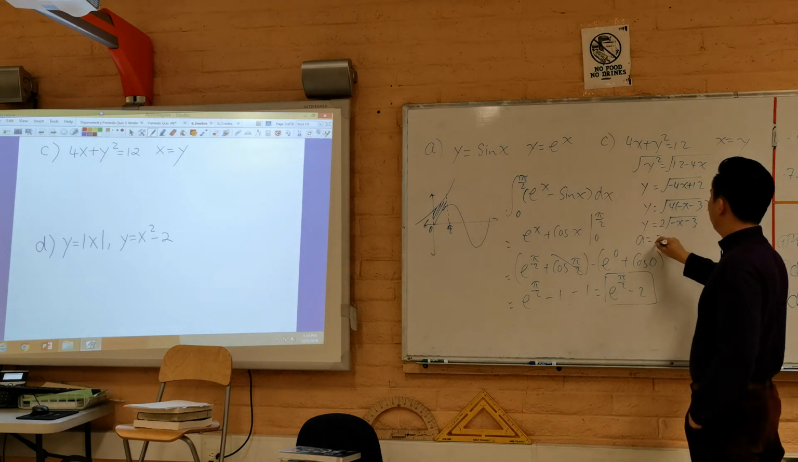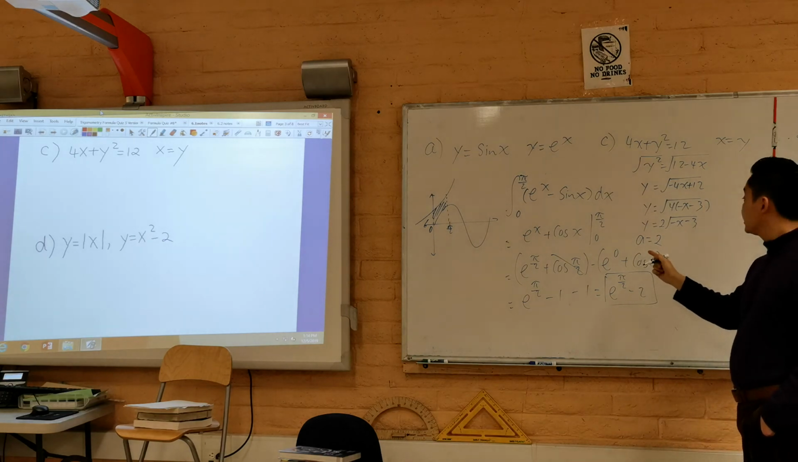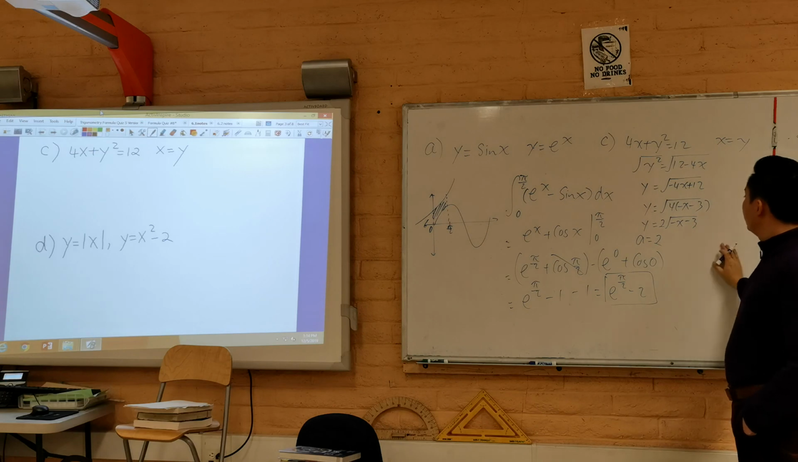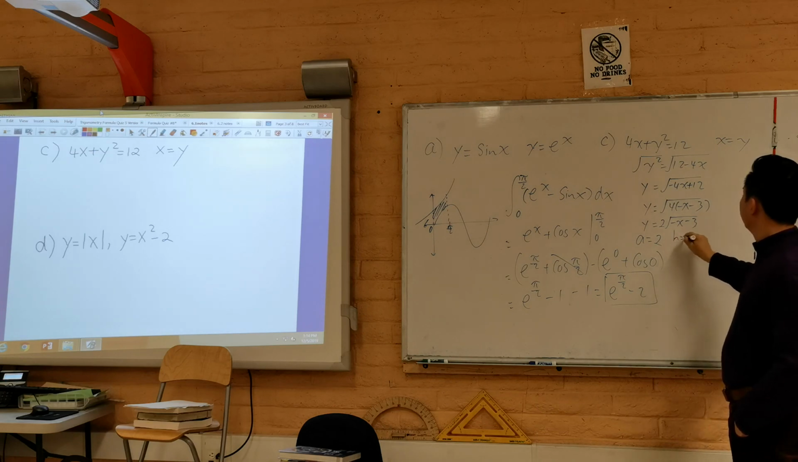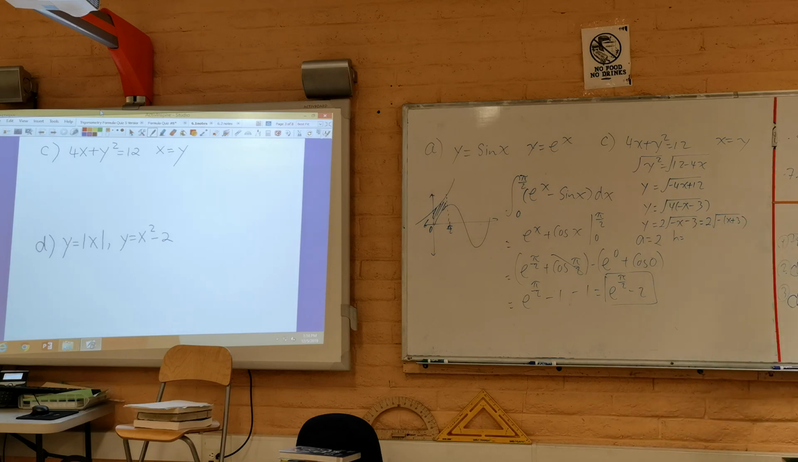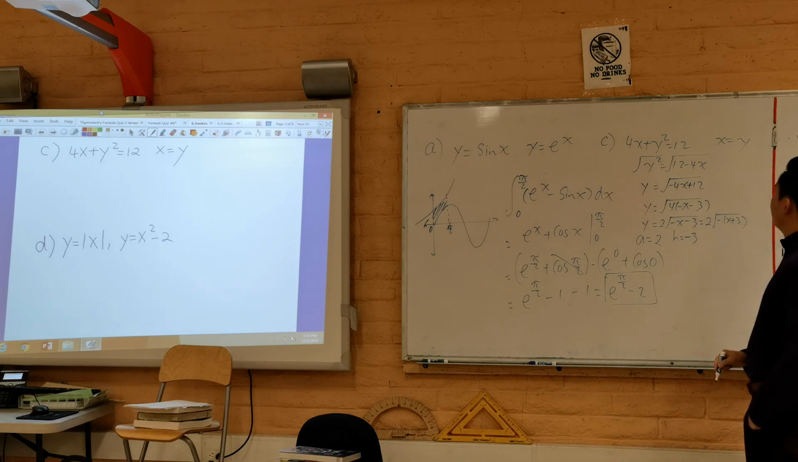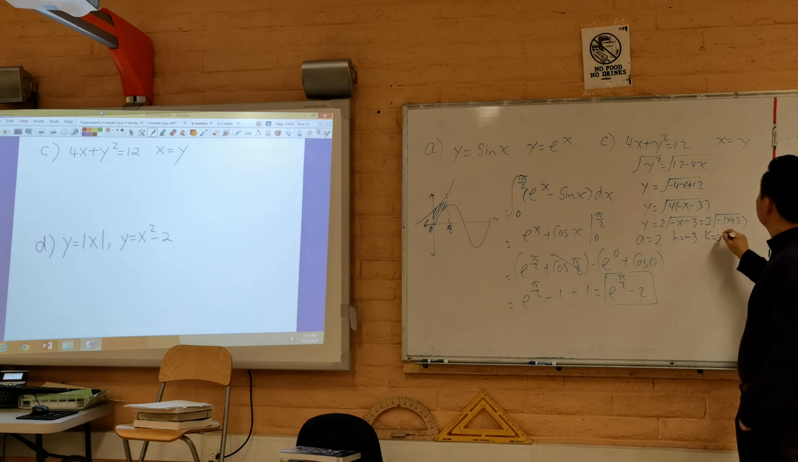So the value of a is 2, which is the vertical stretch. It's reflected over the y-axis. And also h, which is considered positive 3. Well, because that one should be right, it's 2 times the quantity of negative x plus 3. Well, actually, h is negative 3. It's going to the left. And there's no k, so k is 0.